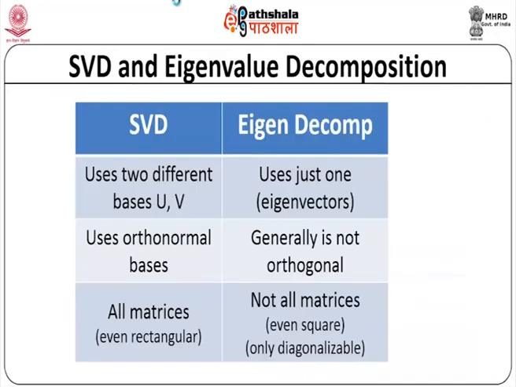So, comparing SVD and eigenvalue decomposition, both the methods that we saw up to now, that is principal component analysis and the Fisher discriminants, are different. Singular value decomposition and eigen decomposition: one uses SVD and the other uses eigen decomposition. In SVD we use 2 different bases, U and V. Here we use only one basis, the eigenvectors. Here we use an orthogonal basis. Here generally it is not orthogonal. Here all matrices are possible, even rectangular. In eigen decomposition only square matrices are possible, because only those are diagonalizable.